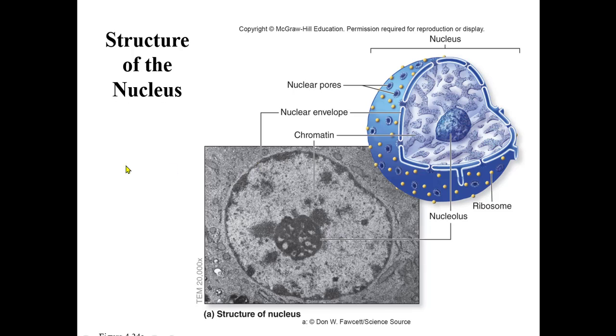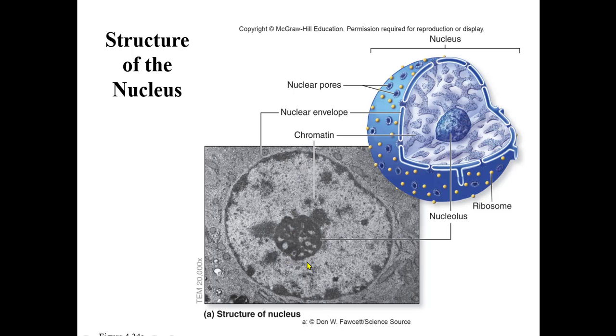Okay, I don't care for this picture. I do need to know this word here, chromatin. Chromatin is loose genetic material when the cell is not dividing. So when the cell is not dividing, the loose genetic material is called chromatin. That you do need to know. So loose genetic material when the cell is not dividing.